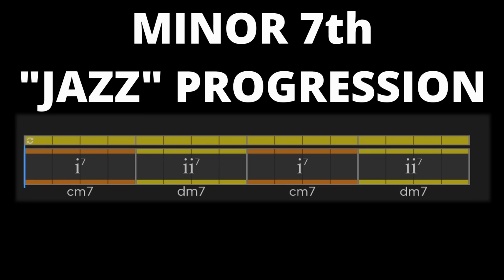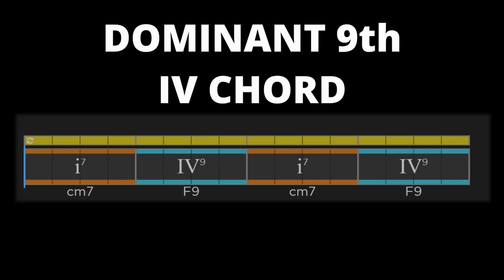So far we have only used basic triads in our Dorian progressions, but you are of course able to use different chord types and extended chords in your Dorian songs. Here is a simple progression that uses minor 7th chords. It is commonly found in jazz. Here's another simple progression which includes a dominant ninth 4 chord.